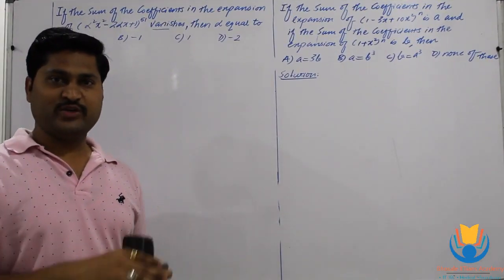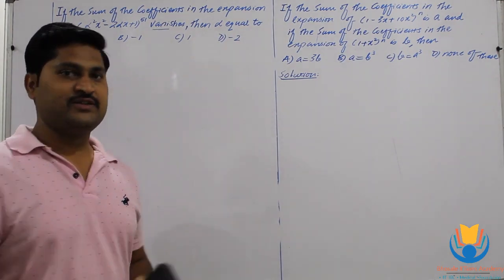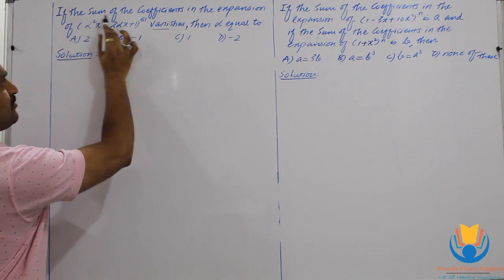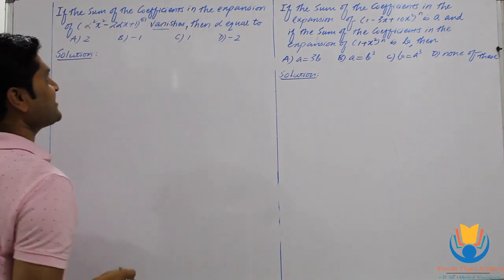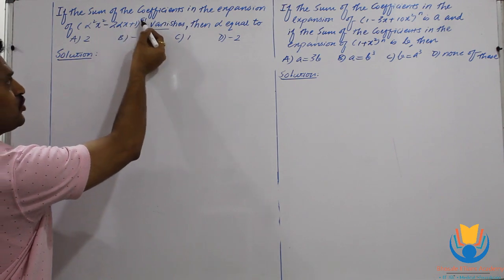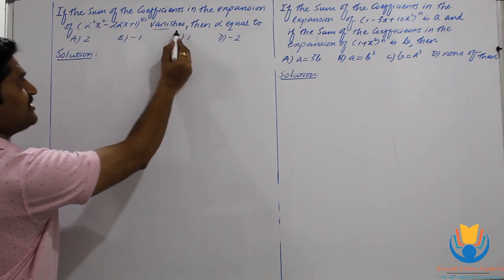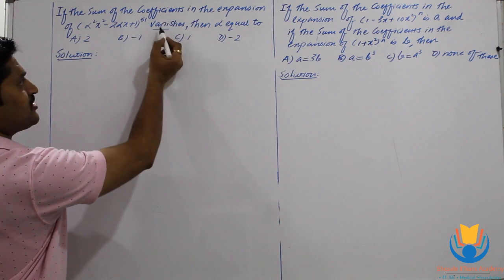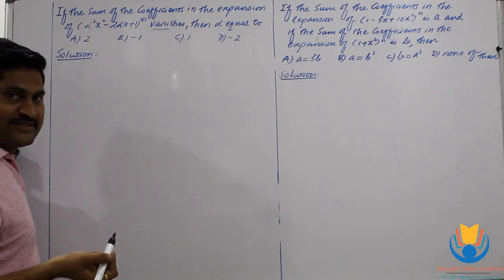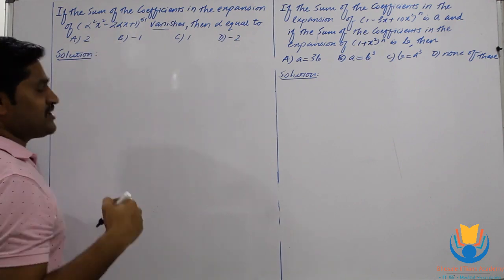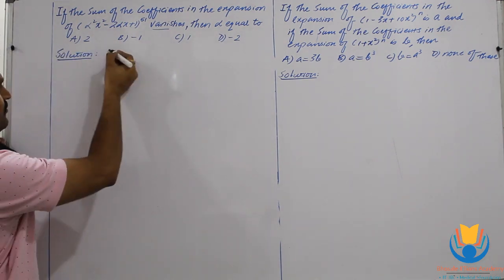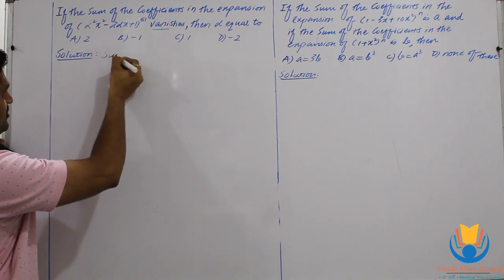These will be the last two MCQs of this session. In the first, we have to find the value of alpha if the sum of the coefficients in this expansion, alpha square x square minus 2 alpha x plus 1 whole raised to 51, vanishes. That means the sum of coefficients becomes 0. So for finding the sum of coefficients in this particular expansion, let's put the value of x to be 1. Then we will get this particular sum of coefficients.